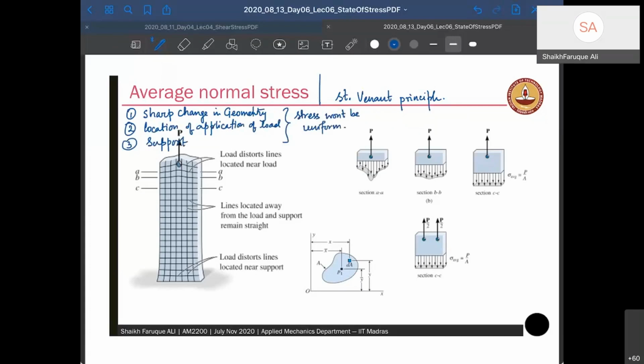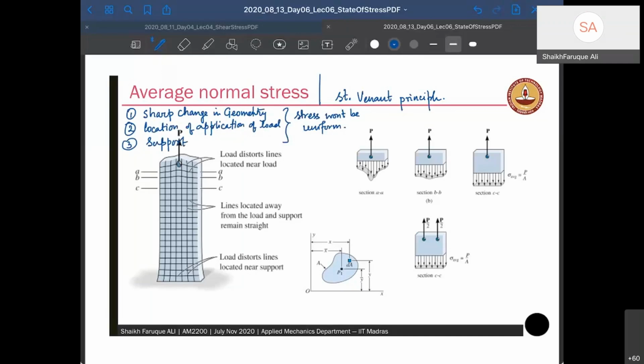So you have to remember that, and please note it when you design. Many of you joined C5, right? So you design a lot of parts for various kinds of competitions that you go for, for example our racing car. While designing those parts, you have to take care of the idea that average stress is not uniform near the application of the load or the location where there is a sharp change in geometry.